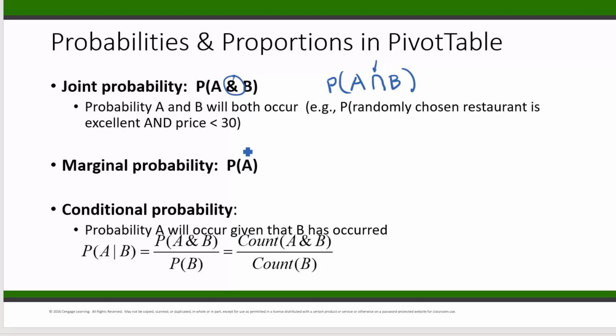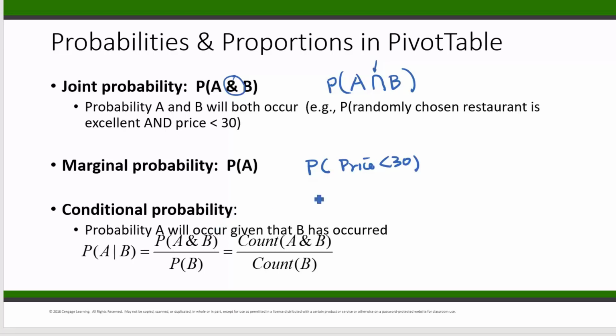Now the marginal probability is just one condition. So if I were to ask, what is the probability the restaurant's price is under $30? So just satisfying one of the conditions. So it's just simple, normal probability.